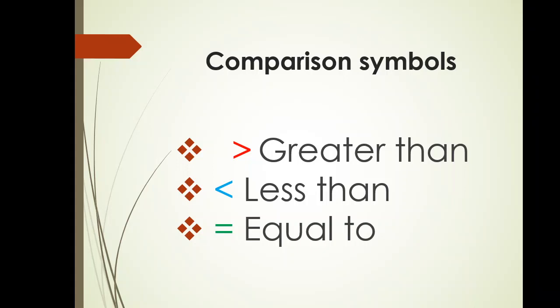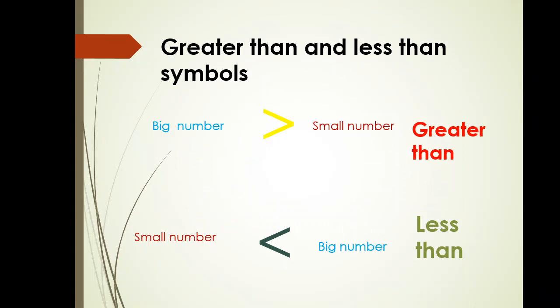Okay, let's look at the example here. When we have a bigger number on your left hand side and a smaller number on your right hand side, we use a greater than symbol. We say it's greater than. But if we have a smaller number on your left and a bigger number on your right, we use a less than sign.